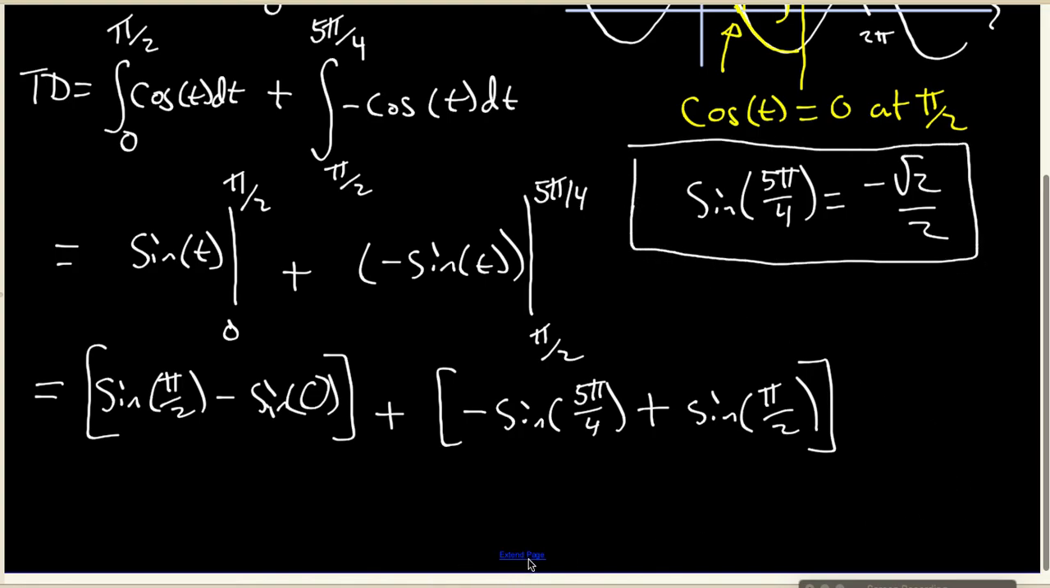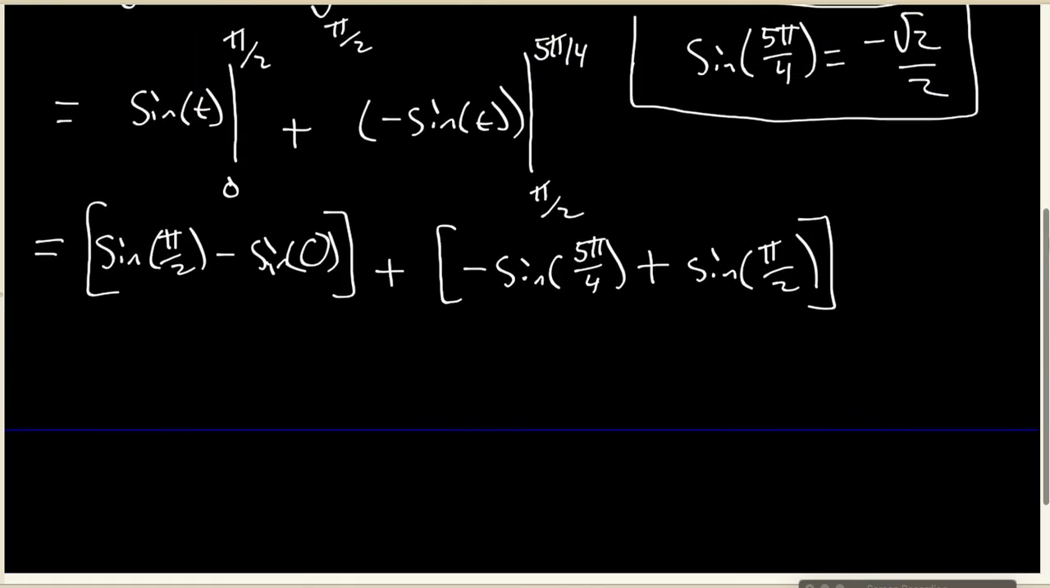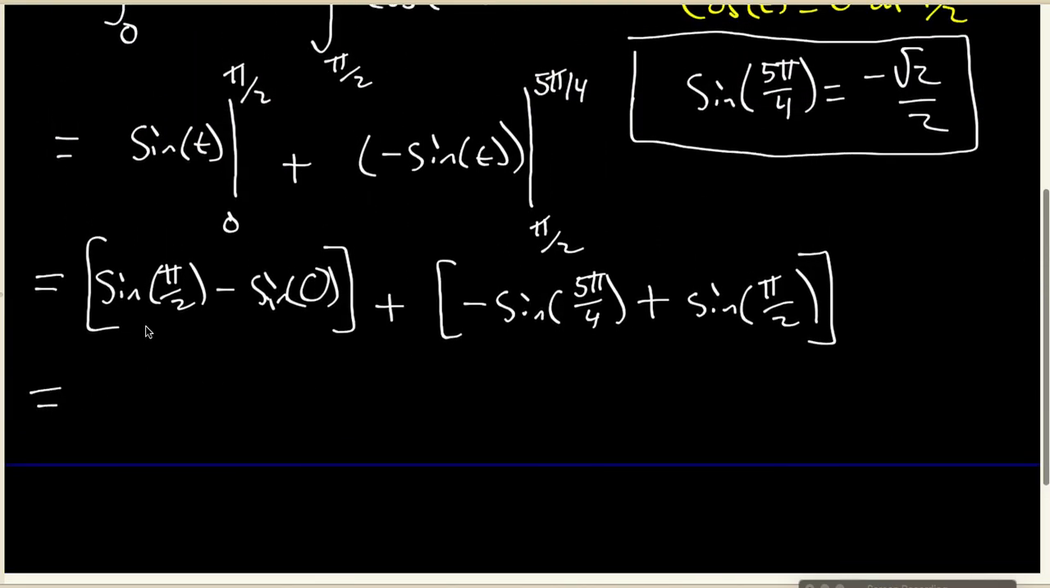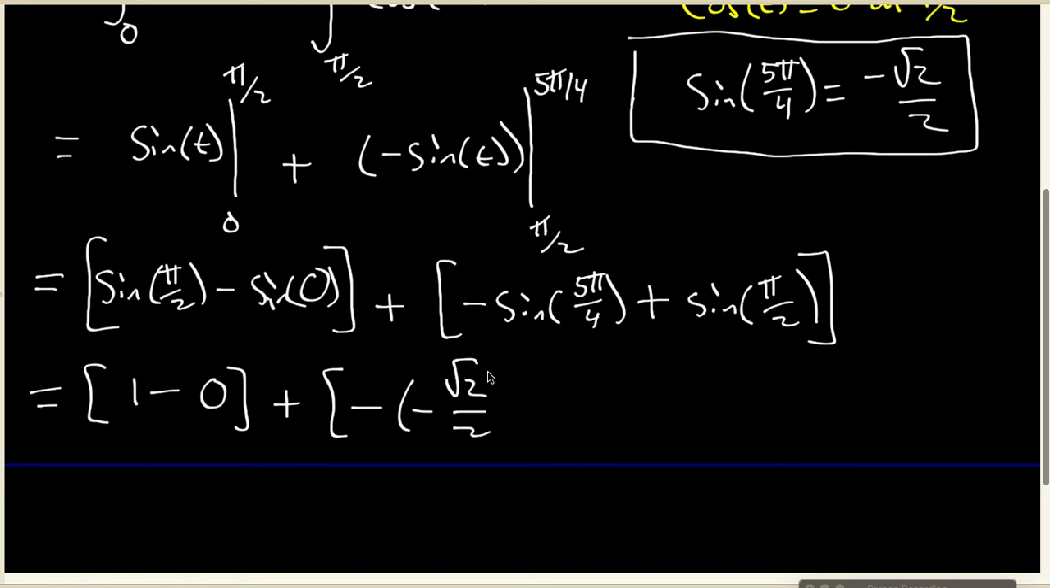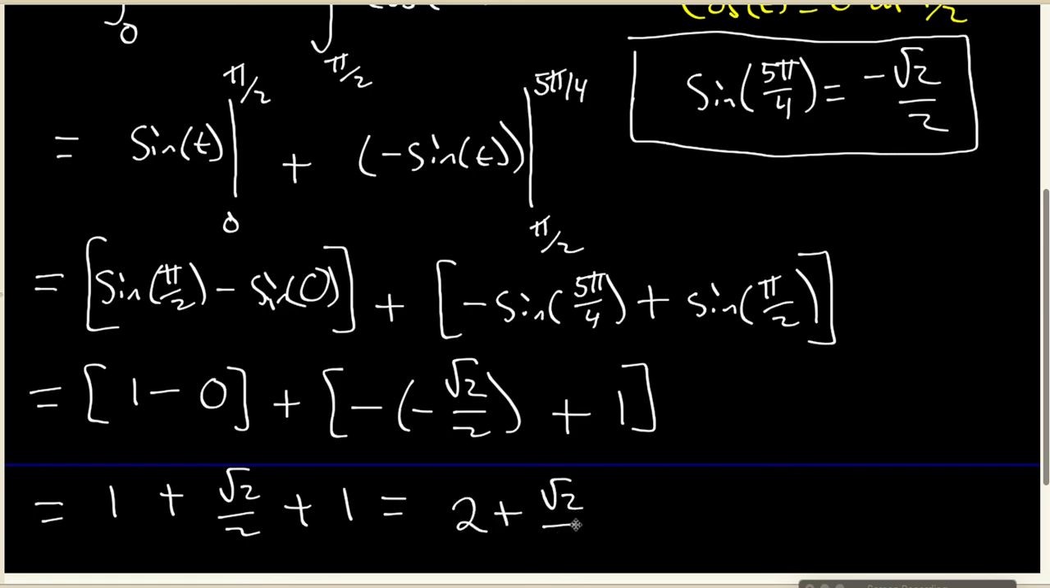So now what we're going to do is just plug the numbers in. Sine of pi over 2 is a 1. Sine of 0 is a 0. And now we're going to have minus a minus square root of 2 over 2, minus a minus because that was already a plus, the sine of pi over 2, which is a 1. And what I've got now is 1 plus square root of 2 over 2 plus 1, which is 2 plus the square root of 2 over 2.